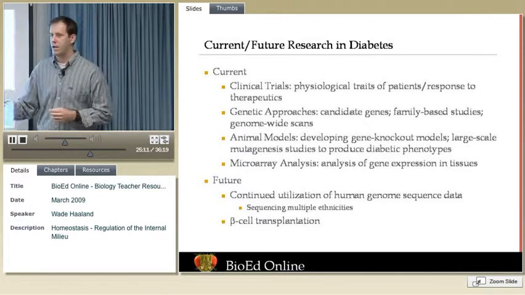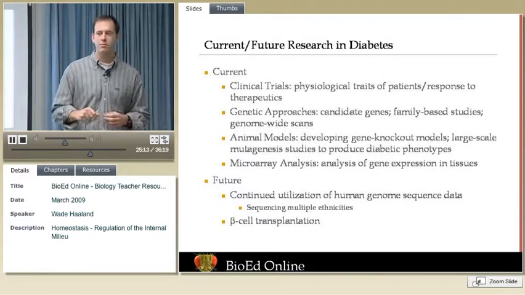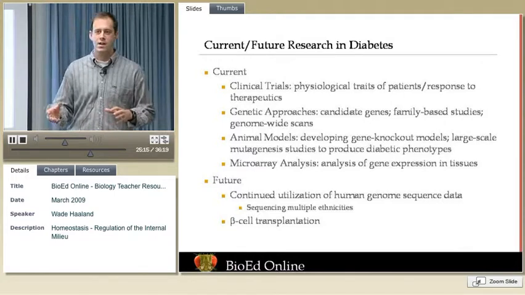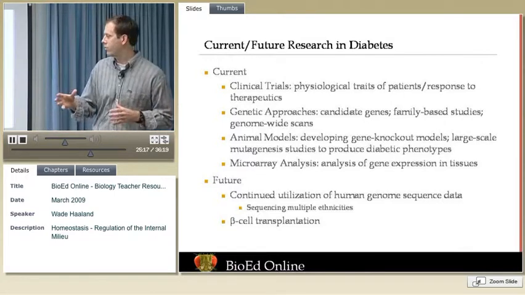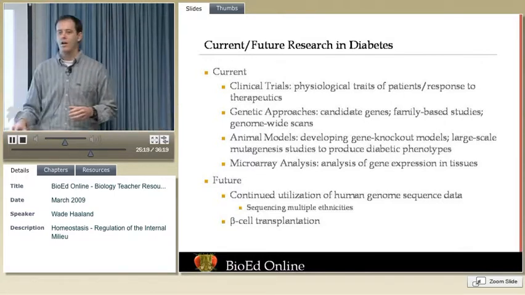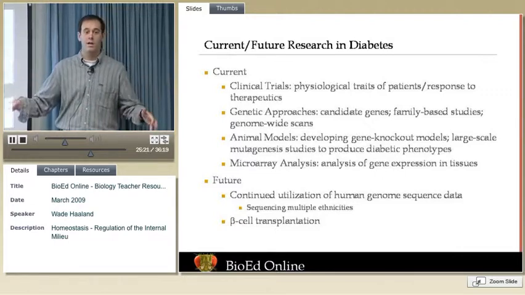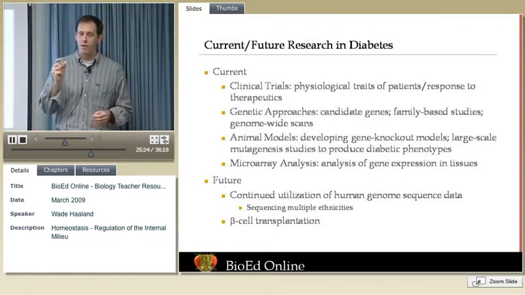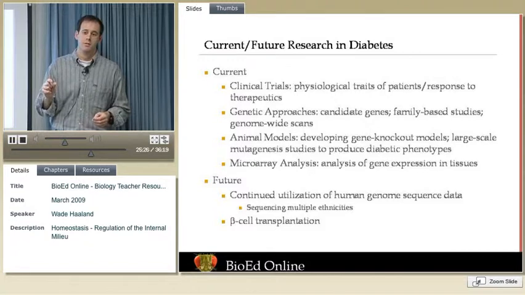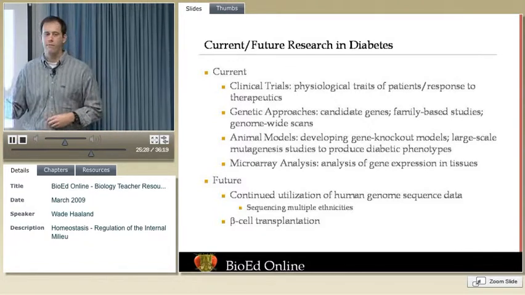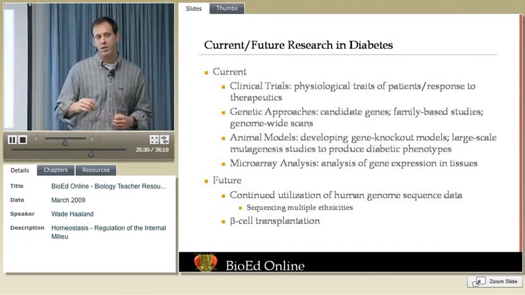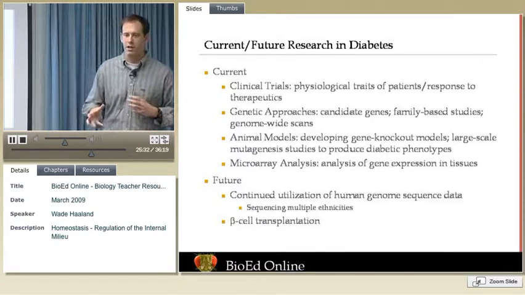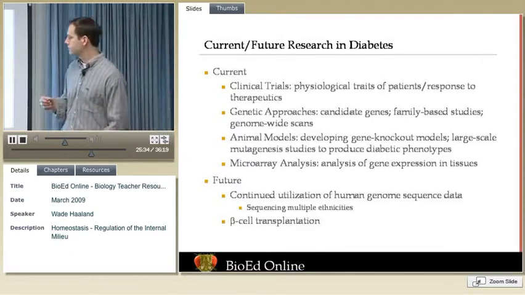And then microarray analysis. This is something I put on here because microarrays are new technology, and basically it's also like a genome-wide scan. It's a really high throughput way of looking at a lot of genetic material in a very small space. They are extremely informative and are yielding a lot of new evidence on what's happening inside of diabetic cells.